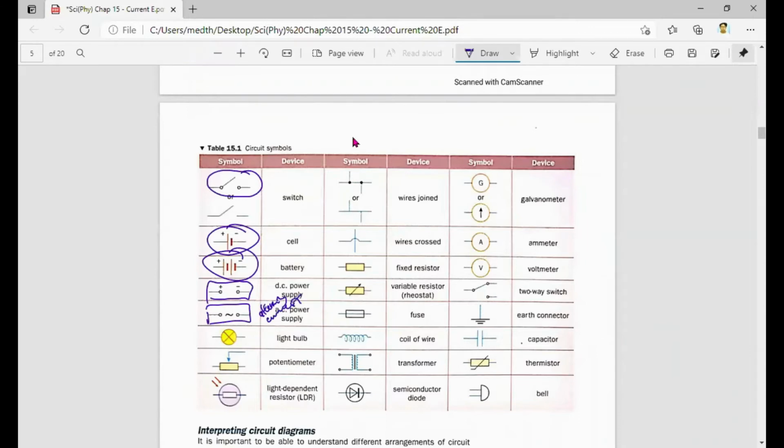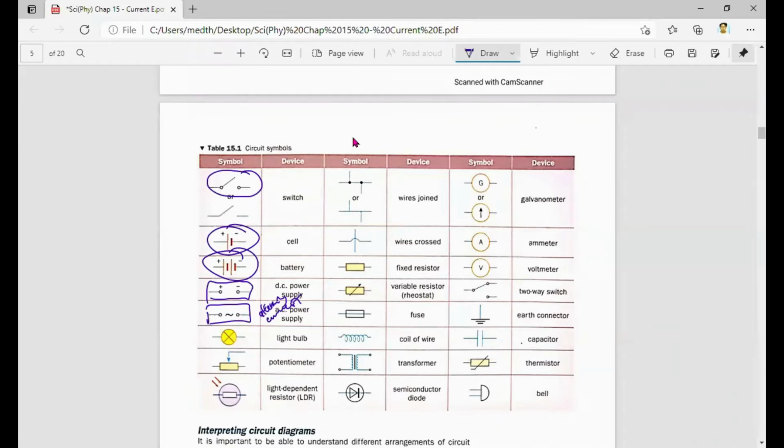Okay, this is the current actually flowing in different directions, alternating. The positive and negative terminal actually alternates between the two sides. So it flows from the left to the right. Next thing, it flows from the right to the left. So AC, that's what AC means, alternating current.